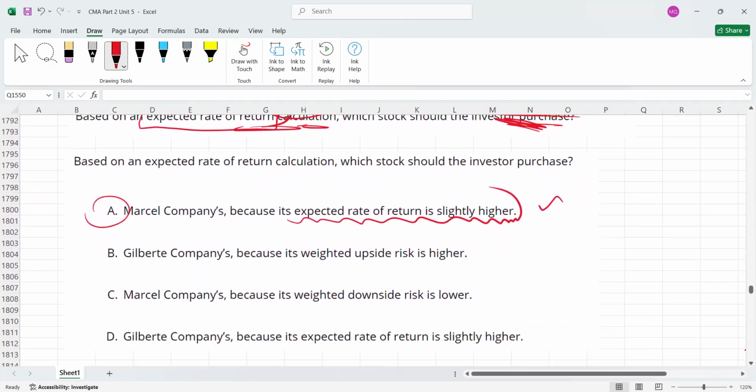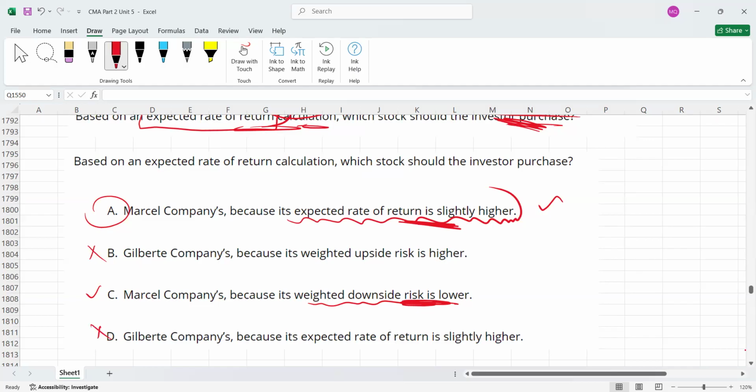Okay, not the second company. No. Again, we have Marcel company because its weighted average downside risk is lower? No, it's not about risk, because expected rate of return doesn't measure any risk. To measure risk, we should know the standard deviation and beta kind of things, right? So it's just based on expected rate of return. We should check which investment is giving us a higher return. Okay, so not the G.